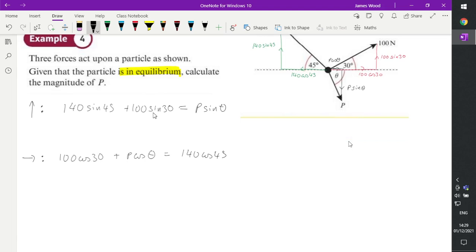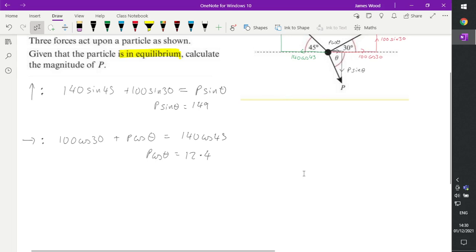Well, this top one here, if I work this out on my calculator, 140 sine 45 plus 100 sine 30. I'm just going to do it as a decimal, I think, for now. So that will tell me that P sine theta equals 149. If I solve this one for P cos theta, so I've got 140 cos 45 minus 100 cos 30. That tells me P cos theta is 12.39, or 12.4, I'm going to call it. Okay.